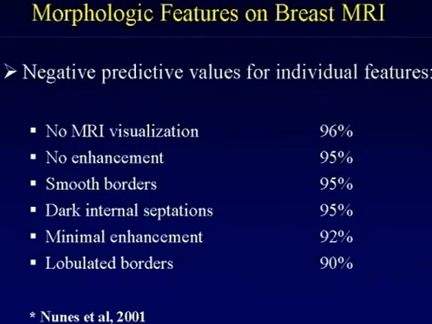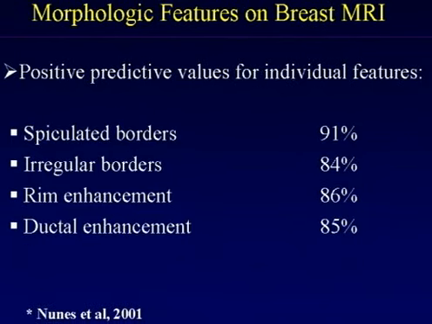And in fact, we have found that if you are using these lexicon terms, it really has a high negative predictive value for both benign and malignant lesions. So if something has smooth borders or lobulated borders, we already know it's going to be benign, but if you see this enhancement pattern, it's going to make you almost certain it is going to be a benign lesion.